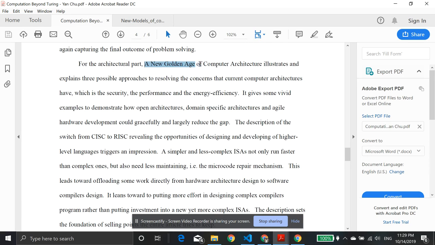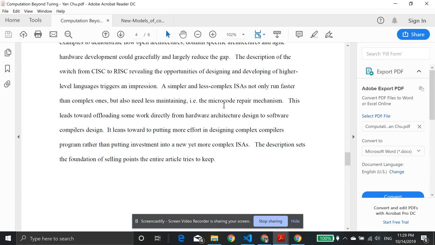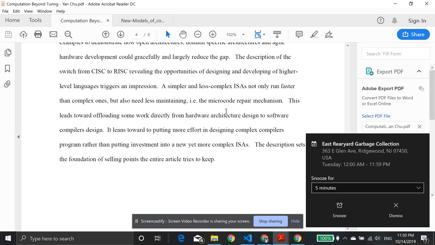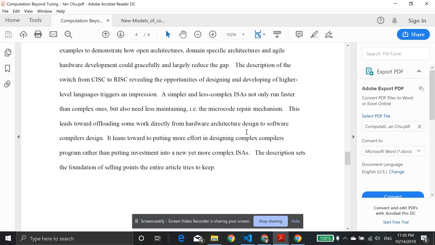And for the architecture part, this paper introduces a very interesting idea: a vertical integration of computer architecture design and programming compiler design, which uses the software program to take control of the caching or memory management, which will help boost the performance.